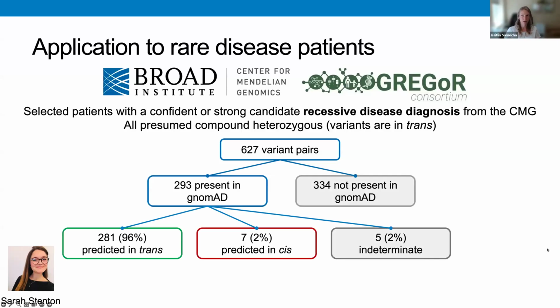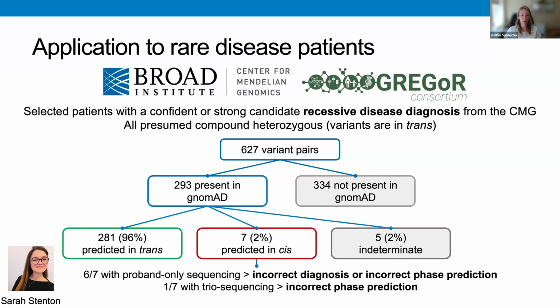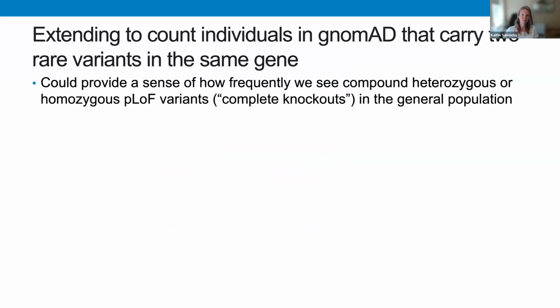For these 7 that we are apparently wrong for, 6 of those were only proband sequencing. So we actually don't have the parents there. So these could be an incorrect phase prediction. We'll be upfront about that, but it also could be an incorrect diagnosis. So we did let our collaborators know here to go back and check. There was one that came from a full trio sequence, and so we were just wrong about that particular individual. But just again to reinforce that for the 50% or so of cases that we applied this to, it was helpful in the vast majority of them.